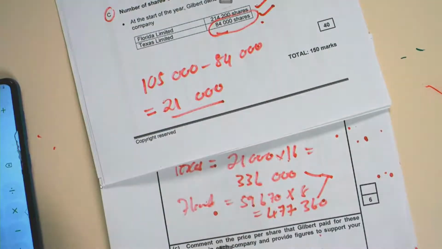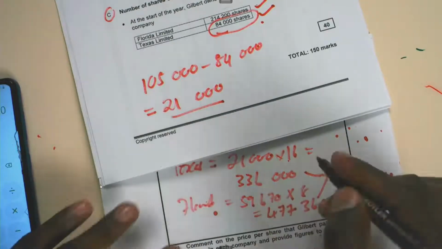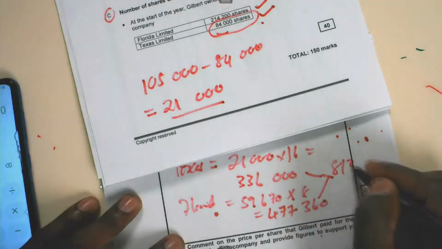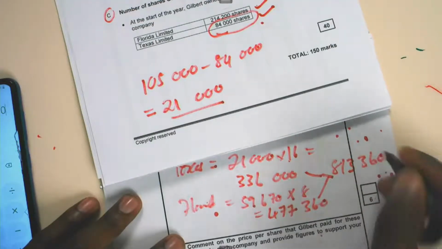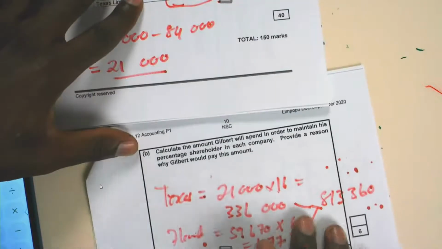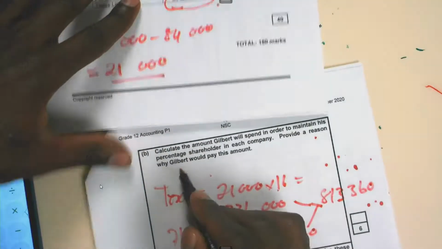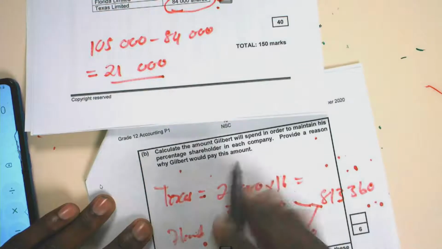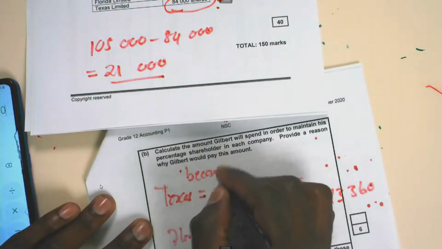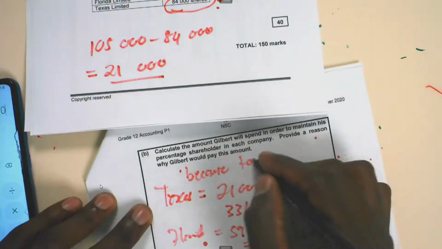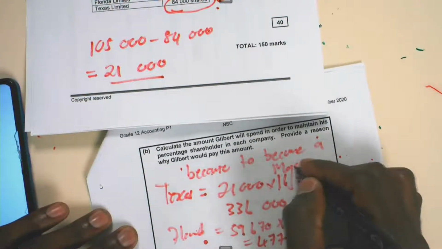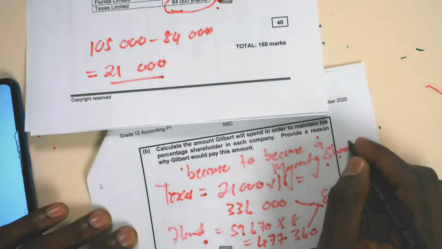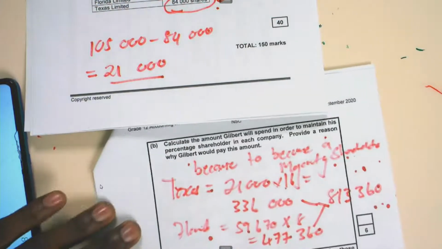Now the total amount that he must pay in both companies will be the one for Florida plus the one from Texas, meaning the total amount will be 813,360. Now, why do we have to pay it? Remember, they said provide a valid reason why Gilbert would pay this amount: because he wants to become a majority shareholder. That will be the reason why he will have to buy them.